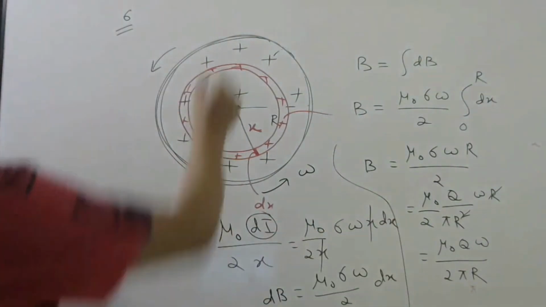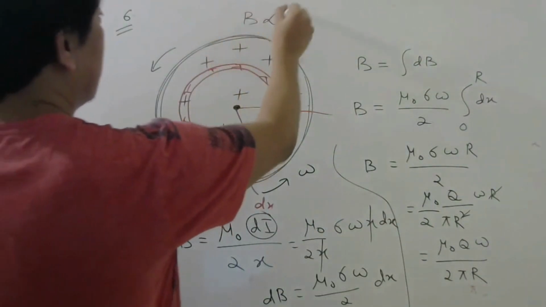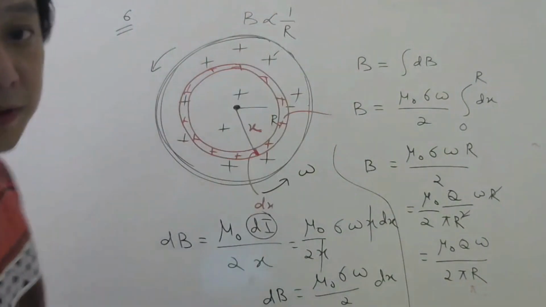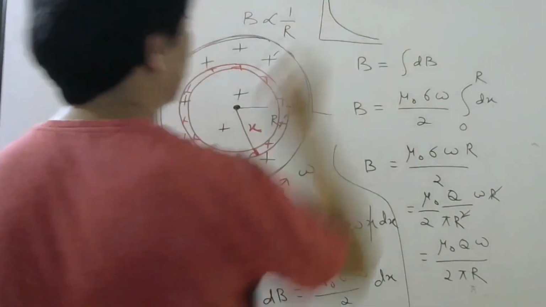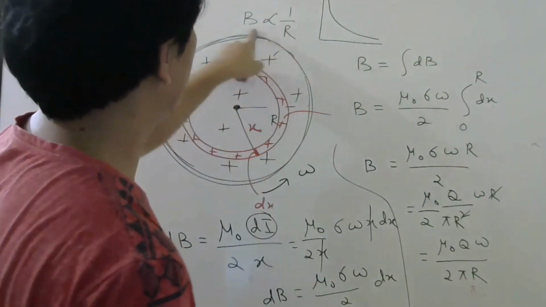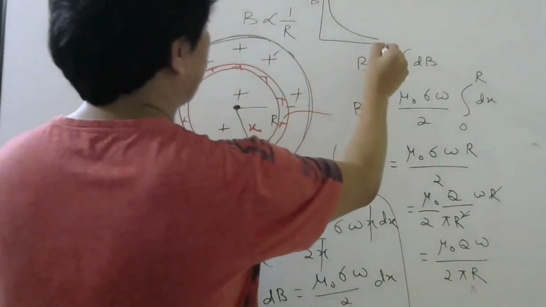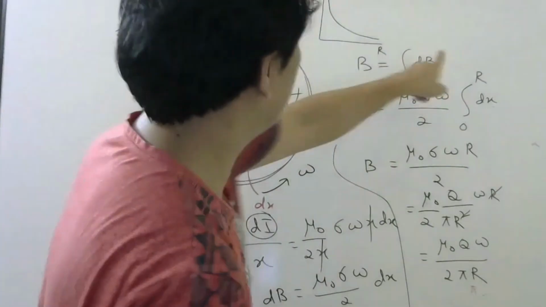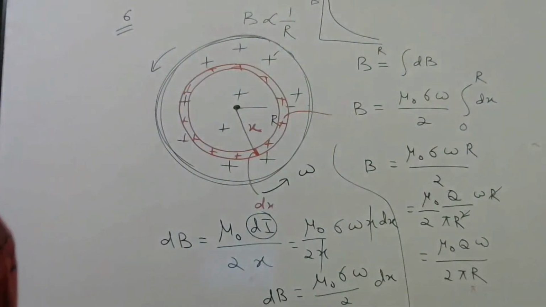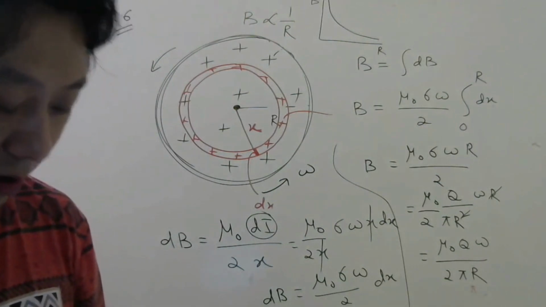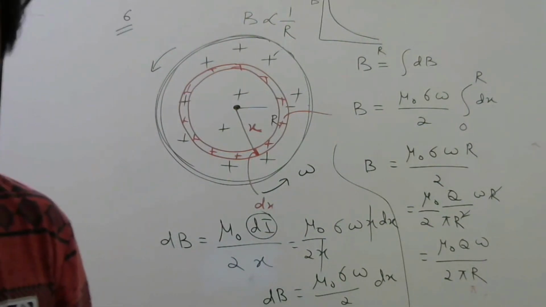So you can see B is inversely proportional to R. So when R is 0, B is infinity. So the graph will look like this. When R is 0, B is infinity. And when R becomes infinity, B should become 0. So it is called rectangular hyperbola. Y proportional to 1 by x. So answer is option A.